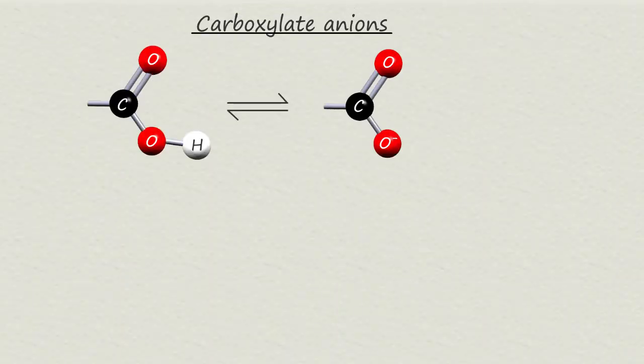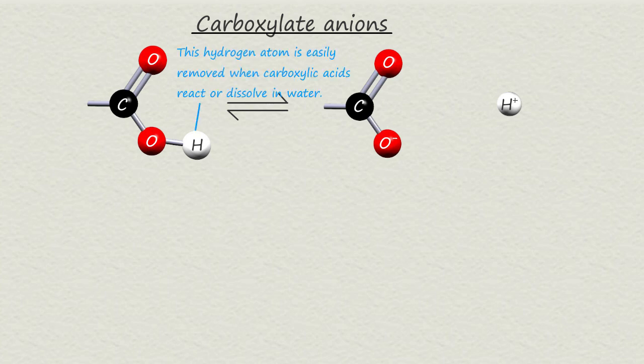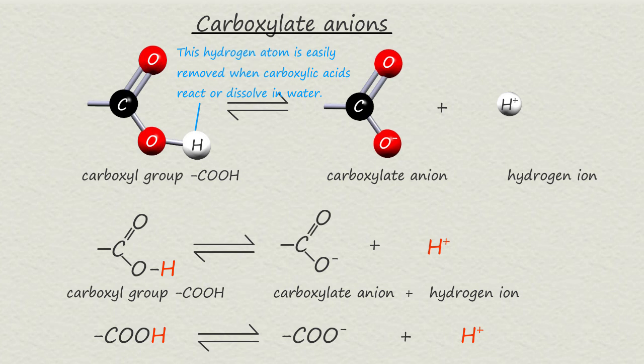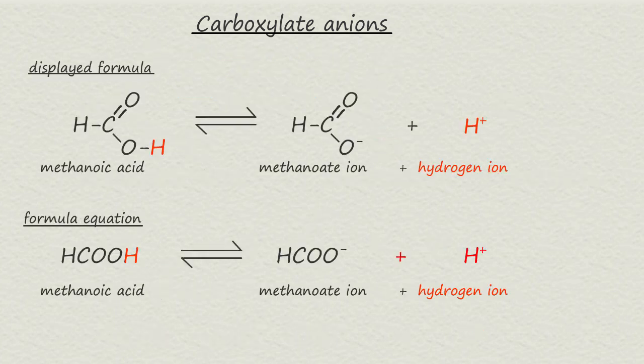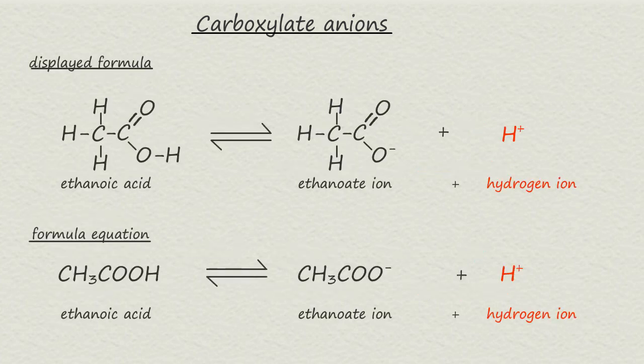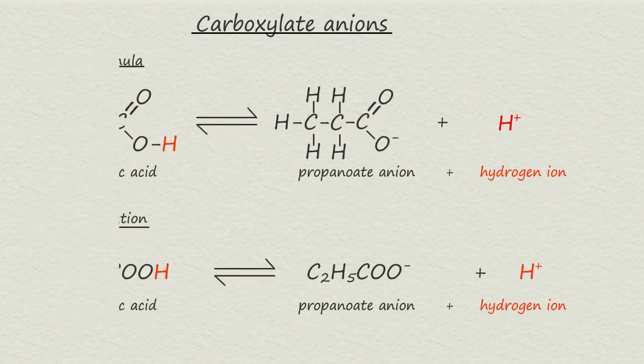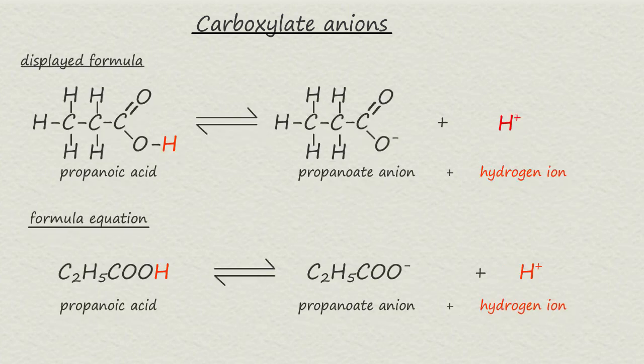The reason that carboxylic acid molecules are acidic is simply due to the fact that the hydrogen atom attached to the carboxyl functional group is easily removed. This will lead to the formation of an acidic hydrogen ion and a carboxylate anion or ion. So for example, methanoic acid will form a methanoate anion and a hydrogen ion when it dissolves in water, while ethanoic acid will form an ethanoate anion and a hydrogen ion when it dissolves in water, while the third carboxylic acid, propanoic acid, will form a propanoate anion and a hydrogen ion when it dissolves in water.